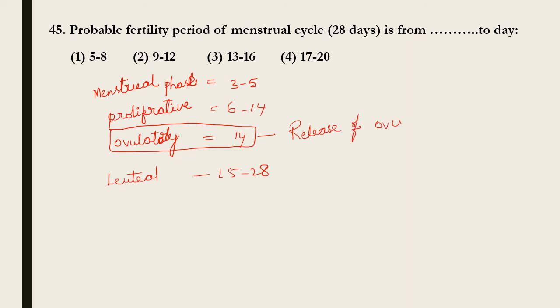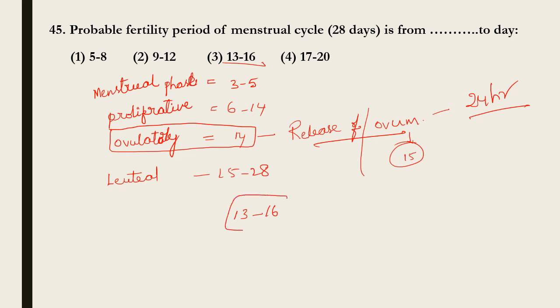So the release of the ovum takes place on the 14th. The fertility period is the time when fertilization can succeed. The ovum lifespan is around 24 hours, one day. It is released on the 14th, so it can survive up to the 15th. So the nearest answer is that the 13th to 16th day of the menstrual cycle is considered the fertile period, because for some reasons ovulation may occur earlier, or may be delayed by 1 or 2 days. That's why the fertility period is 13 to 16 days. So the correct option is 3.